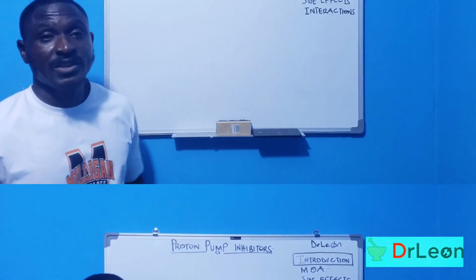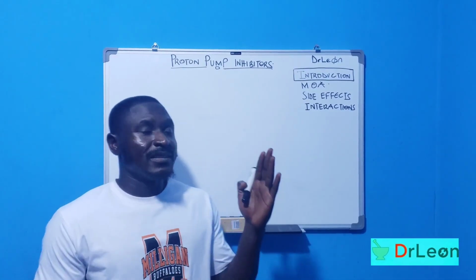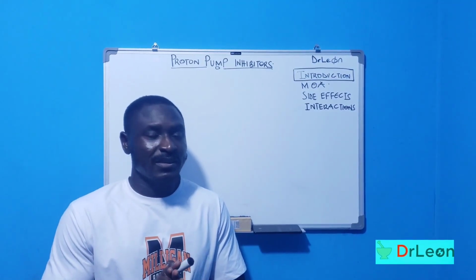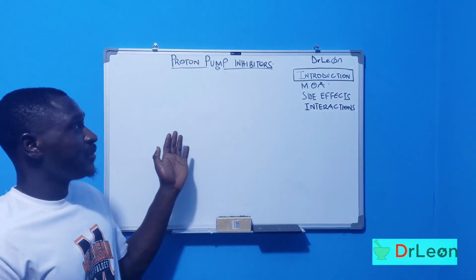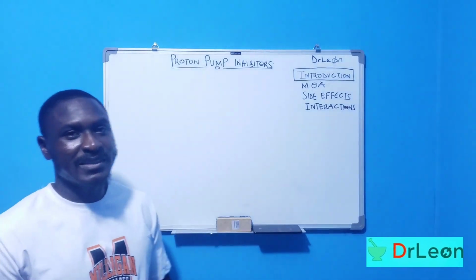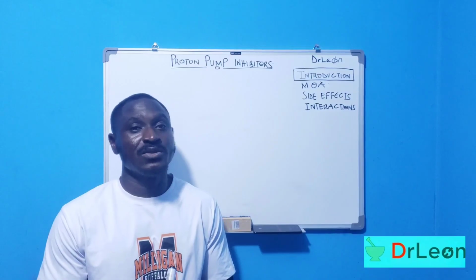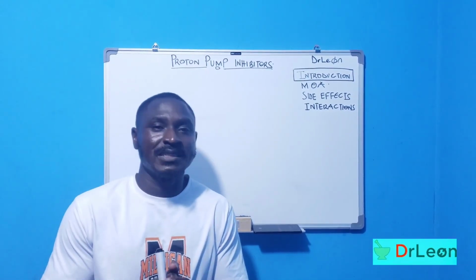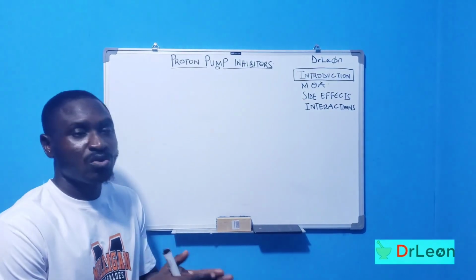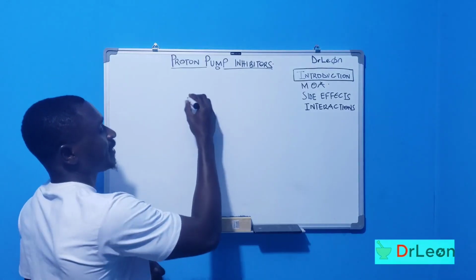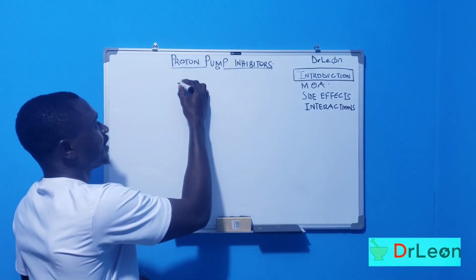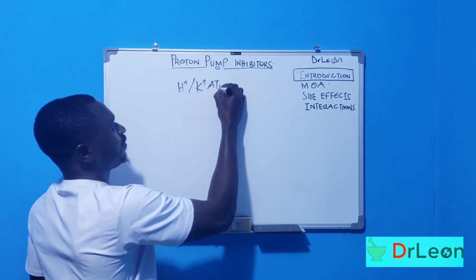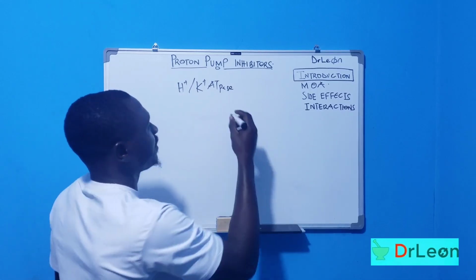So proton pump inhibitors are one of the most effective anti-ulcer agents. From the name, what they basically do is inhibit the enzyme that produces the acid, which is the proton pump. Another name for that enzyme, as we discussed earlier, is the hydrogen potassium ATPase, also known as the proton pump.